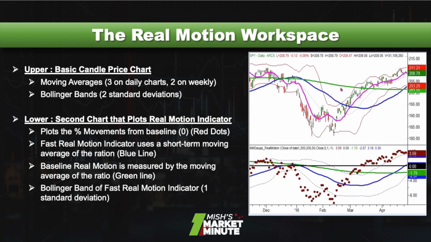Now here is your real motion chart. So it plots the percentage of movement from the baseline. So that's the red dots right here. The fast real motion indicator uses the short-term moving average. There's your blue line here. The baseline real motion is measured by the average of the ratio. That's your green line here. Now here, we like these Bollinger Bands for the fast real motion indicator, and we use a 1 standard deviation.